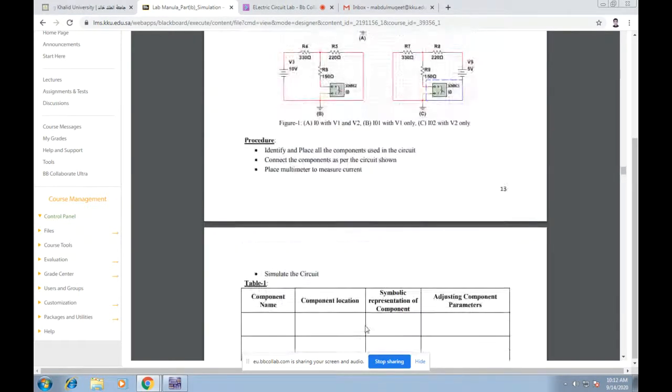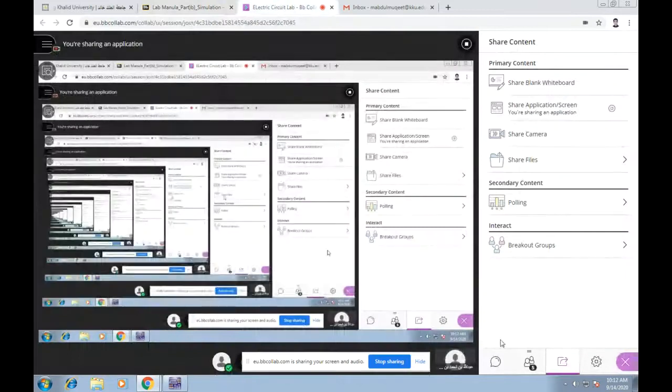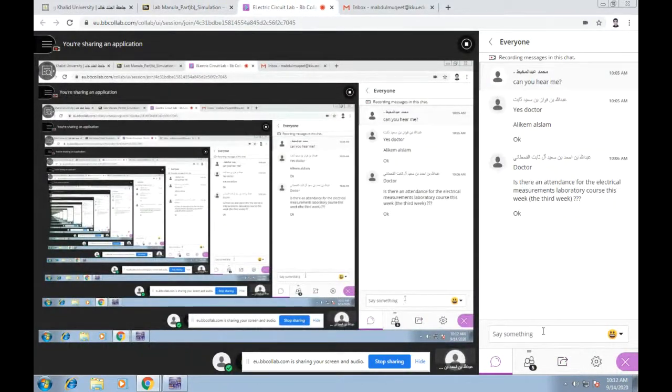First of all, before we start, do you remember what the superposition theorem is? What does the superposition theorem state? Anyone? You have studied it in theory last semester, and in the hardware part of the lab manual you can find the rule. Let me make a review of it.